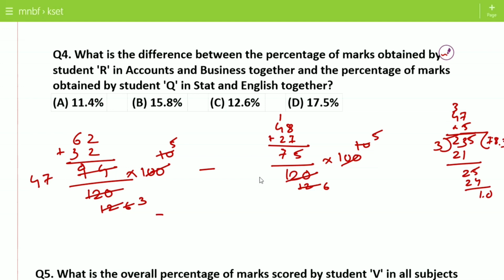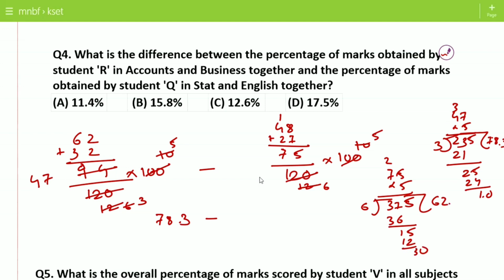10.3. So 78.3 minus, here we are going to get 75 into 5. So 5 5s are 25, carry 2, 5 7s are 35 plus 2 37 divided by 6, 6 6s are 36, you remain with 1 and 5, 6 2s are 12, you remain with 30.5, 6 5s are 30. So minus 62.5 is going to give you 13 minus 5 is 8, 7 minus 2 is 5, and 7 minus 6 is 1. So 15.8, which is option number B.